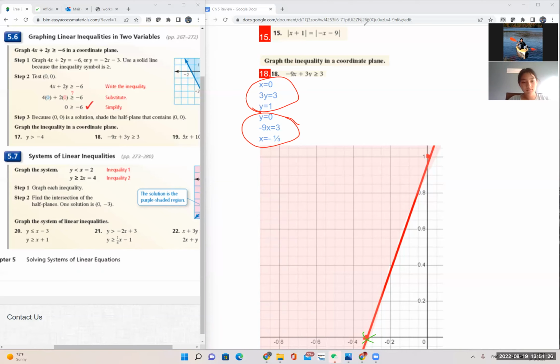Then which side is the solution? Do you use the test point or do you use another way? How do you know it's the top side?